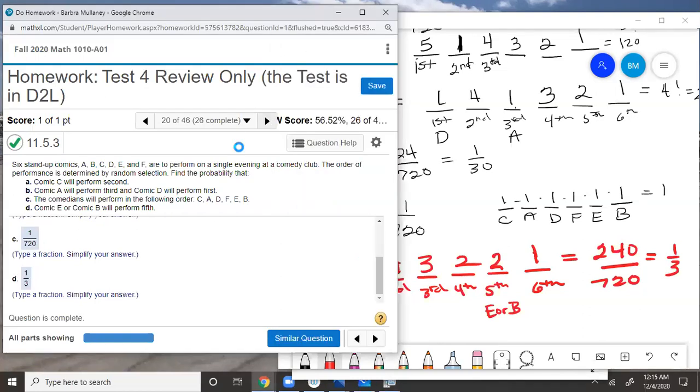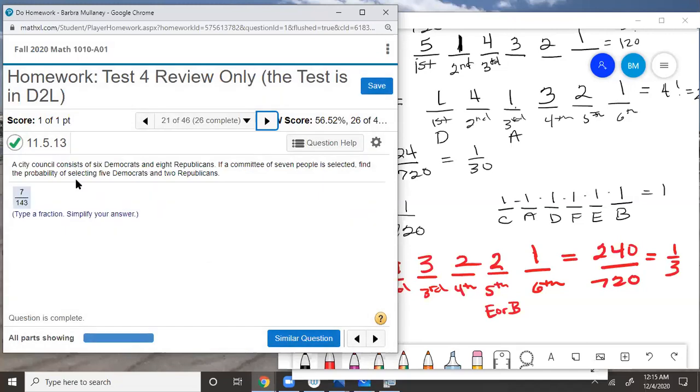Okay, so number 21. A city council consists of 6 Democrats and 8 Republicans. If a committee of 7 people is selected, find the probability of selecting 5 Democrats and 2 Republicans. I think we've already covered a problem just like this, so I'm going to move on to the next problem.